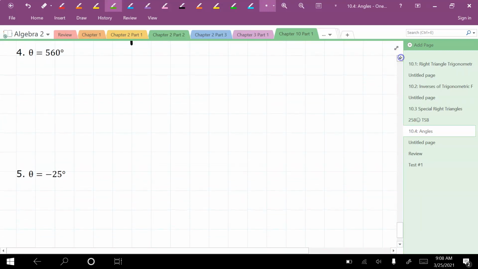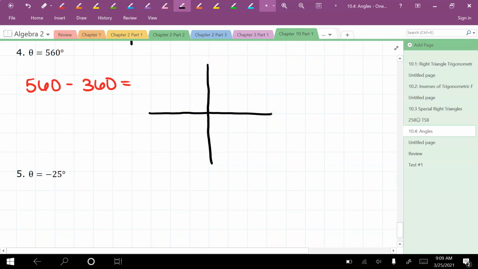All right, these last couple here. Number 4 starts with an angle that's over 360. So what you could do is find its coterminal angle, not its reference angle. We could take 560 and subtract 360 to get something a little bit smaller. What is 560 minus 360? Who knows what that is? 200. So I'm going to graph an angle that's 200 degrees instead, which would look something like this.